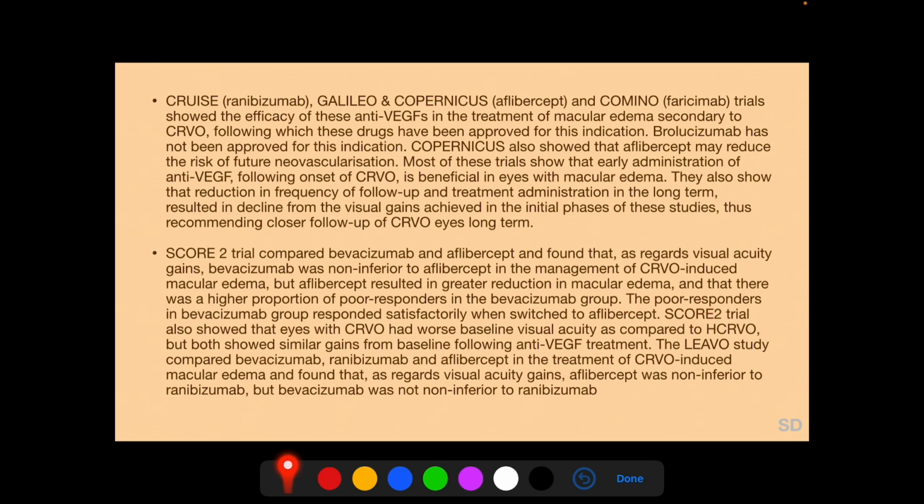The SCORE 2 trial also showed that eyes with CRVO had worse baseline visual acuity as compared to HCRVO, but both CRVO and HCRVO showed similar gains in visual acuity from baseline following anti-VEGF treatment. The LEAVO study compared bevacizumab, ranibizumab, and aflibercept in the treatment of CRVO-induced macular edema and found that as regards visual acuity gains, aflibercept was non-inferior to ranibizumab, but bevacizumab was not non-inferior to ranibizumab.